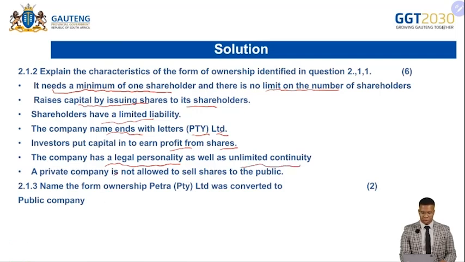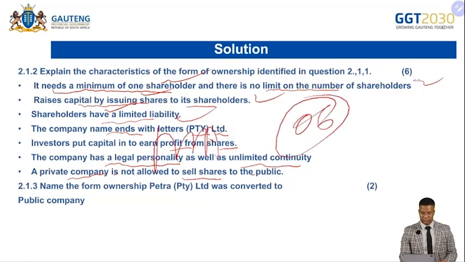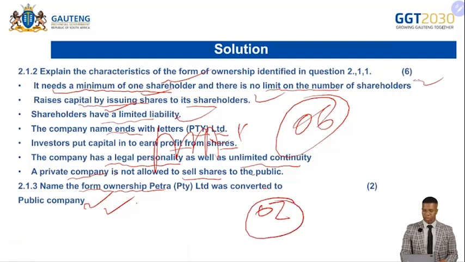We also look into the issue of saying a private company is not allowed to sell shares to the public. So that makes your characteristics over there. That's how you get your 6, and this is the maximum. And then the name, the form of ownership: Petra Pty Ltd was converted to a public company. That is correct. 2 marks for that.